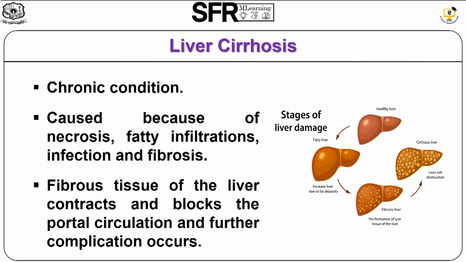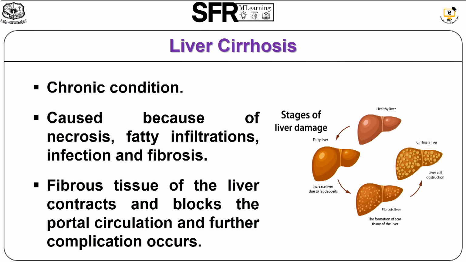So necrosis is the damage to the cells or death of the liver cells or hepatocytes. Fatty infiltrations happen because of a high carbohydrate diet and other reasons, lifestyle habits and dietary modifications. The fatty infiltrations in the liver, at chronic stages, cause liver cirrhosis. Infections, as I have already mentioned, like repeated hepatitis infection and jaundice, cause liver cirrhosis, and also the fibrosis condition. The fibrous tissues of the liver contract and block the portal circulation, and further complications occur.